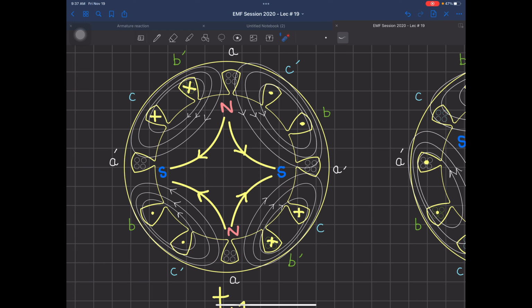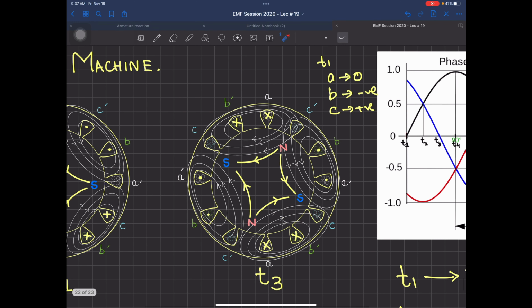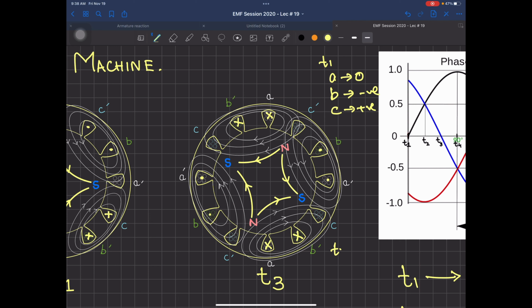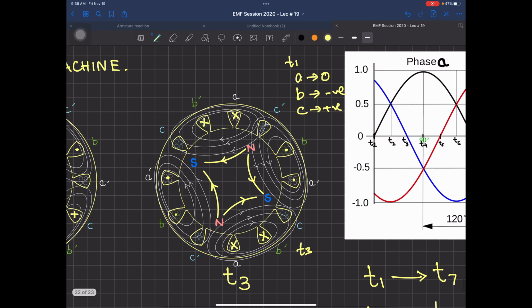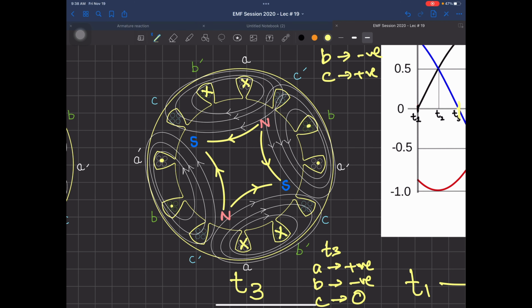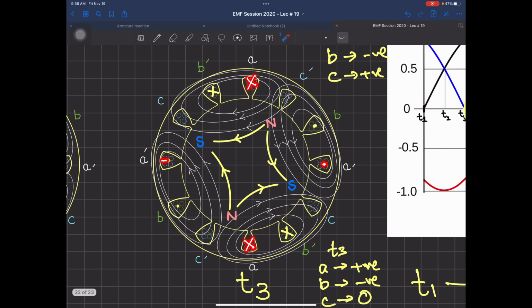Now, if you do this for time t3, what is it at time t3? Can you tell me? A phase is positive at time t3. B phase, negative. C phase is 0. Okay, so now you can see what I have done. A phase is positive, so this is cross, cross, dot, and dot. Then B phase negative, so B is going to have a dot, cross, dot, and cross.